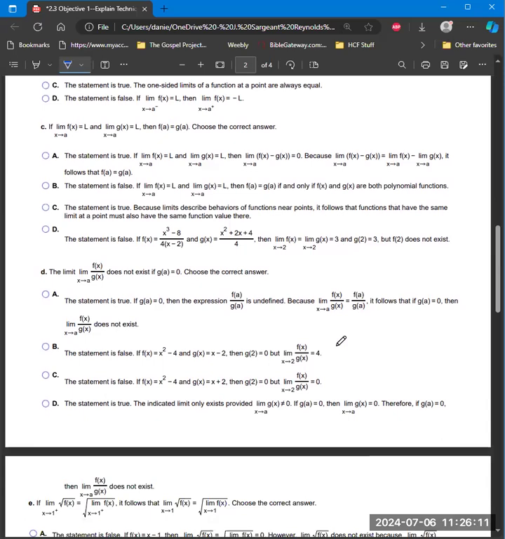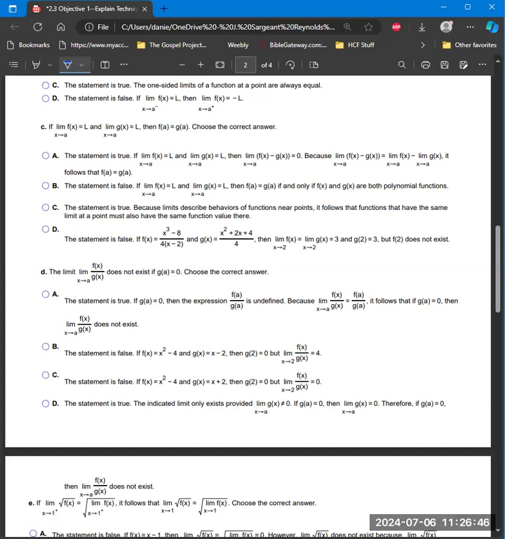If the limit of f of x as x approaches a is L, and the limit of g of x as x approaches a is L, then f of a equals g of a. No, because again, the limit value has nothing to do with the function value necessarily. So we use the example, the statement is false.